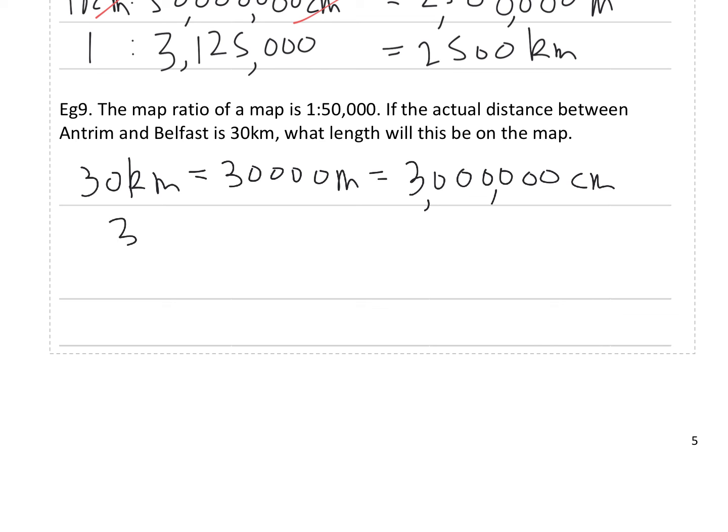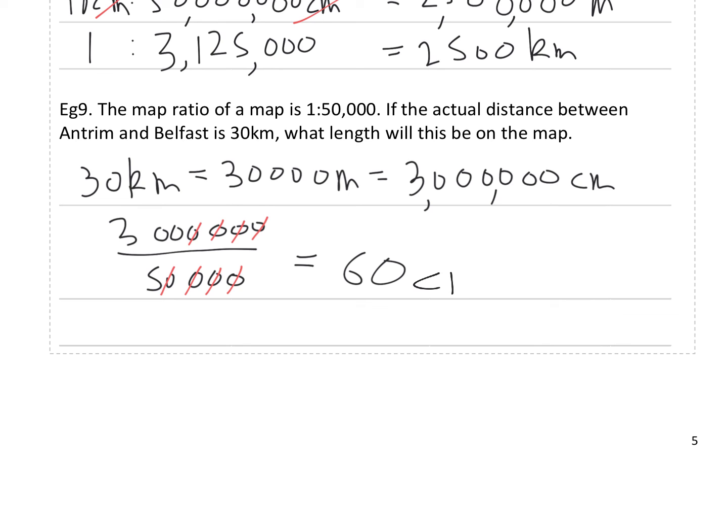And we need to get that 3 million, 1, 2, 3, 1, 2, 3, divide it by 50,000 to get what it will be in the map. And if you're dividing by 50,000, you can divide through by 10, and again, and again, and again. We've actually ended up with 300 divided by 5, and 300 divided by 5 is 60. And those were in centimeters, so it's 60 centimeters on the map.